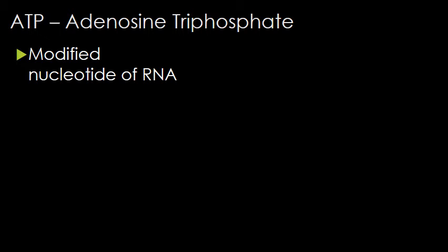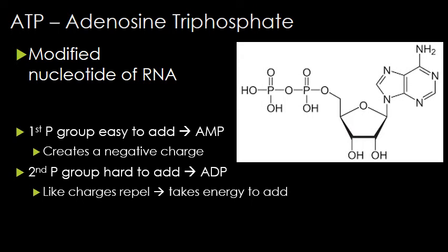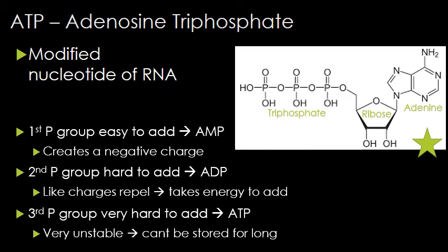So it is a molecular unit of currency. It's a coenzyme that your body is going to use to make intracellular energy transfer possible. Now, when you're actually building an ATP, you start off with an AMP, an adenine monophosphate, or just an RNA nucleotide of adenine. You add that second phosphate group, but it's hard because phosphate groups are extremely negative. Adding a negative to a negative, it's going to repel. Adding the third one is even harder, so it stores energy in a way that's easy to access.